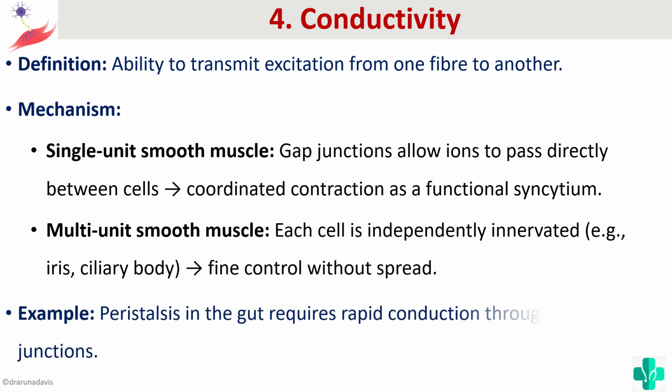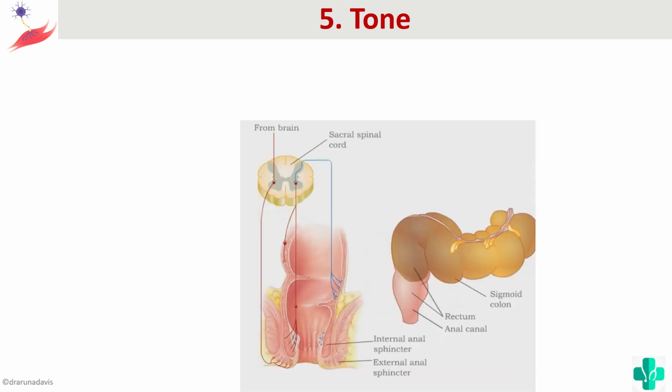Now one application of this conductivity is peristalsis. Once a peristalsis begins at one part, it has to move down in a very coordinated fashion. This happens because they act like a syncytium. So conductivity is another property of smooth muscle. Next important property is tone.